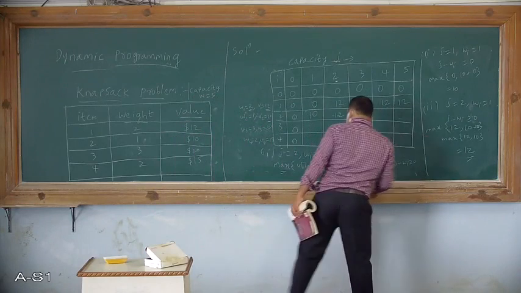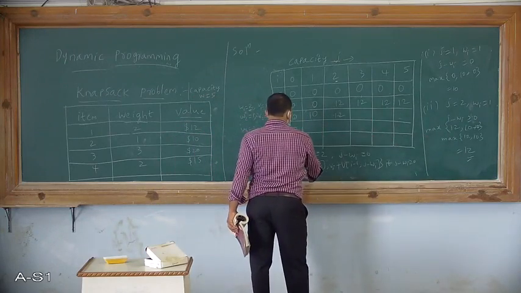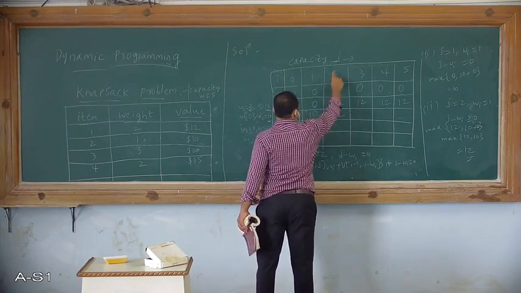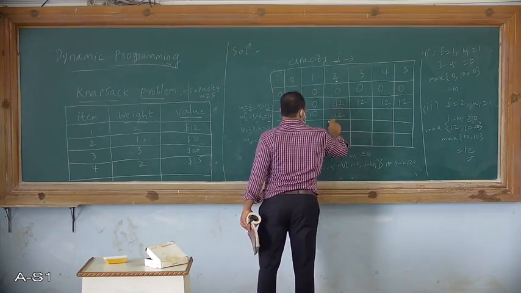Why 12? Because we have i minus 1, j. What is i? This is 2 here. 2 minus 1 is 1. j is 2. 1 comma 2. This value is 12. So this thing we have got it here.